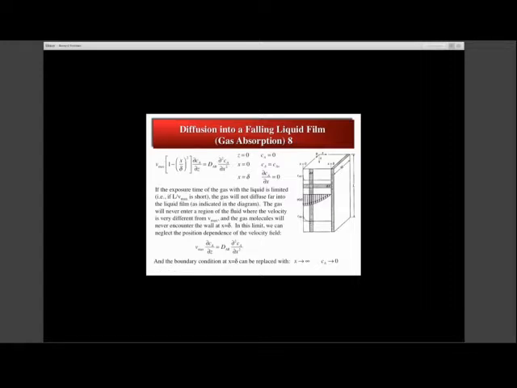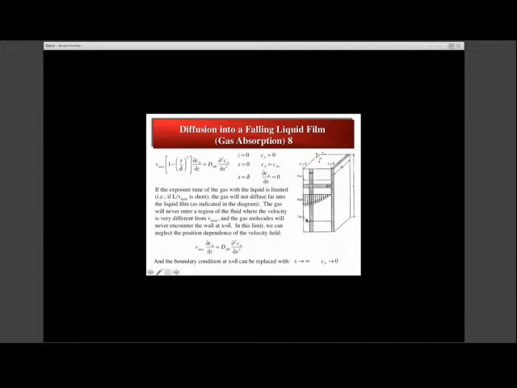And so in this limit, the gas molecules of A that dissolve into B never see a velocity that is very different from V max. Remember, this velocity profile is flattest right out here at the liquid surface, and so you don't have a whole lot of change in velocity until you get reasonably deep into the liquid.